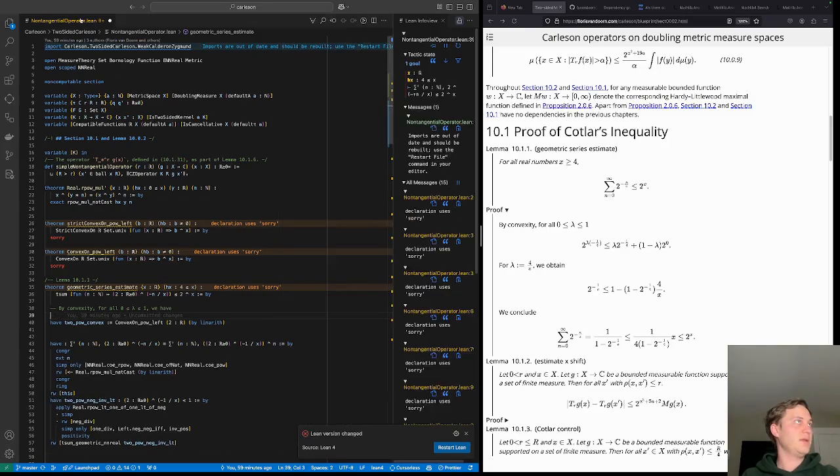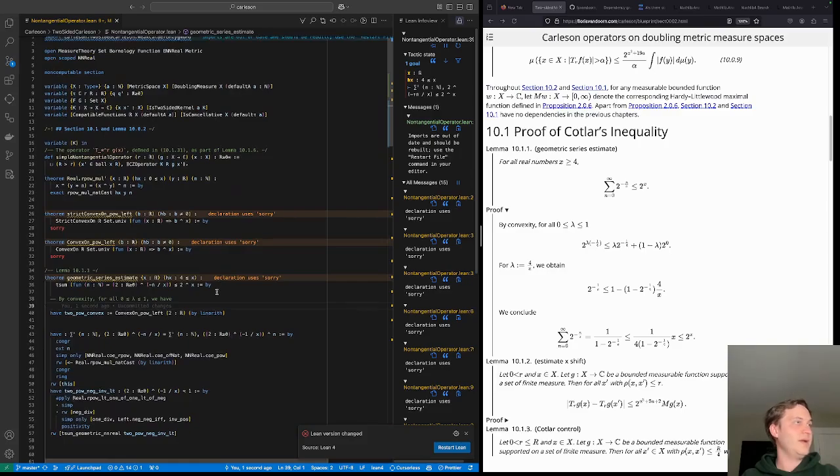Is there some way that I can open up the context? This is why Kevin always says it's good to have the LaTeX inline, because that way it will auto formalize for you.